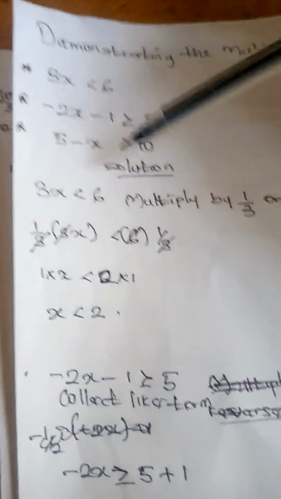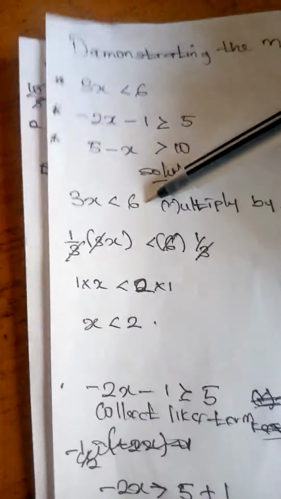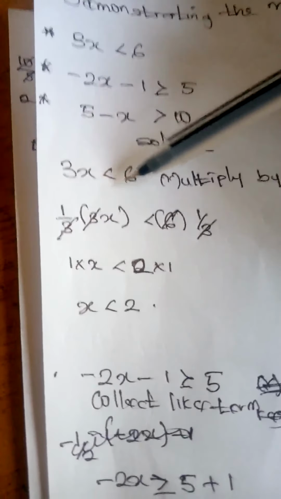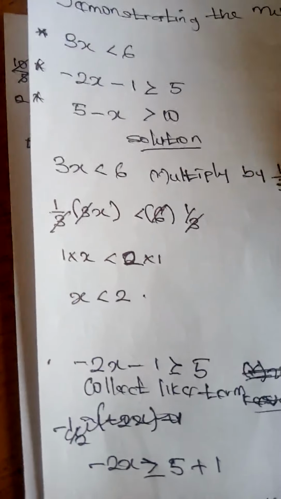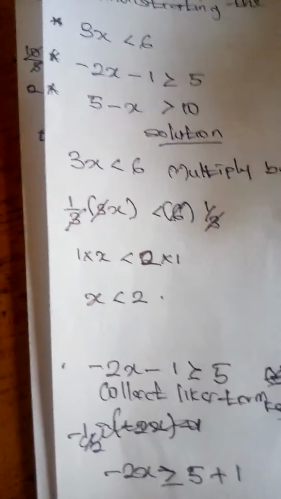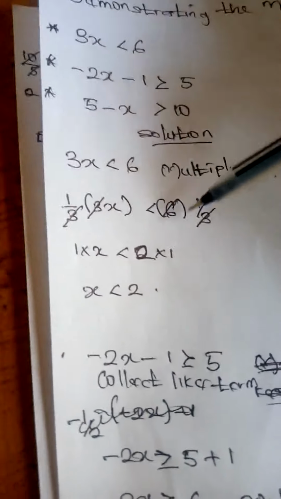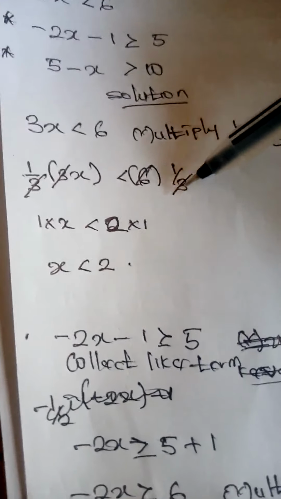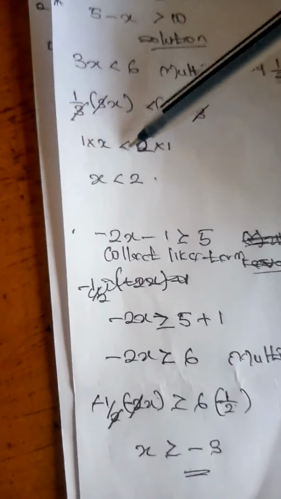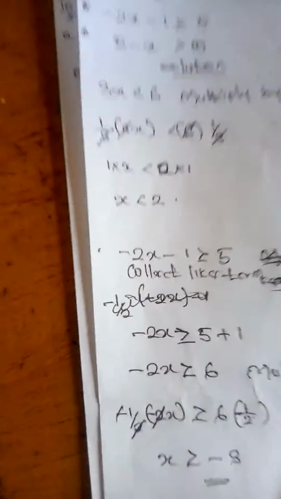That's on yourself. So now the solution for the first one. To isolate, to collect terms, so I can isolate the x on its own, I multiplied both sides by 1/3. 1/3 here, 1/3 here. This 3 will cancel this 3, remaining 1 times x. 6 will cancel 3, will give us 2. It will be 2 times 1. So that will happen here. 1 times x is x, 2 times 1 is 2. So x is less than 2.